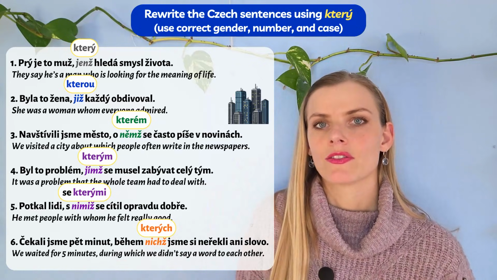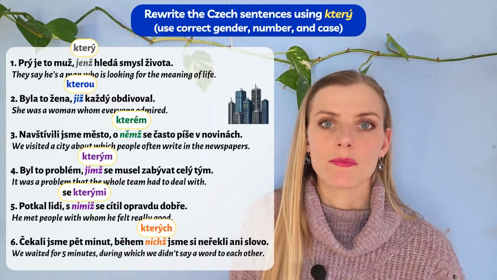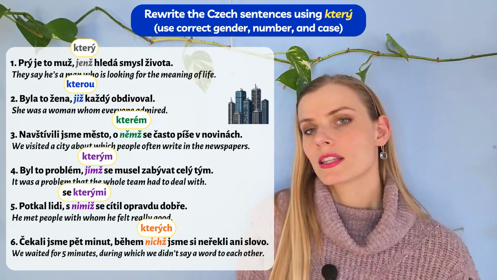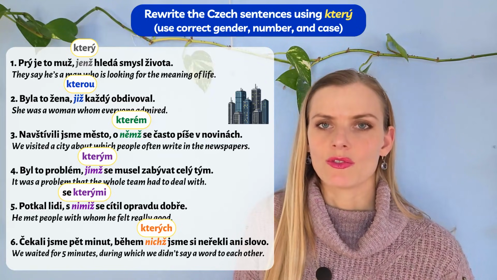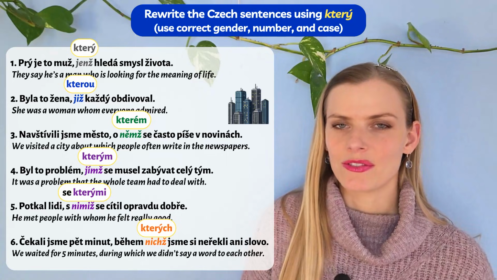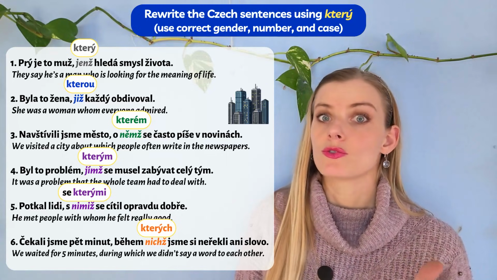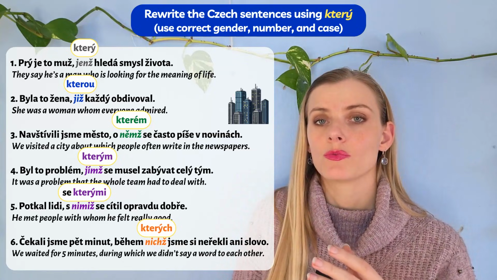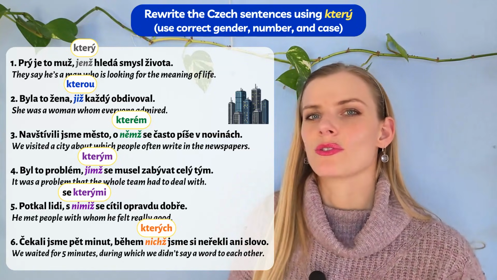Číslo 3. Navštívili jsme město, o němž se často píše v novinách, o kterém se často píše v novinách. This is the locative case. To město, this is neutral. O něm would correspond to the pronoun ono in the locative case.